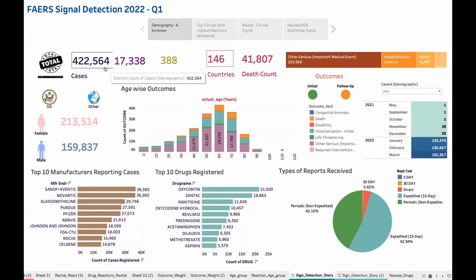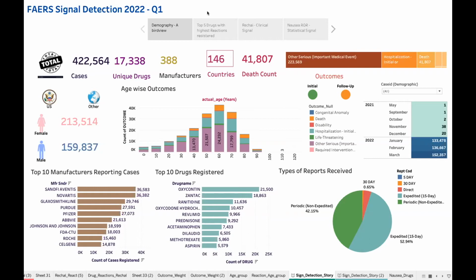Okay, so here we have worked on FDA adverse event reporting system data for the first quarter of 2022. Before we jump into any signal detection or any particular signals, we'll take a bird's-eye view of the overall data, the demography, and the drug distribution. Every one of these scenarios and use cases, or some of them, are built based on requirements we are seeing in the market too.